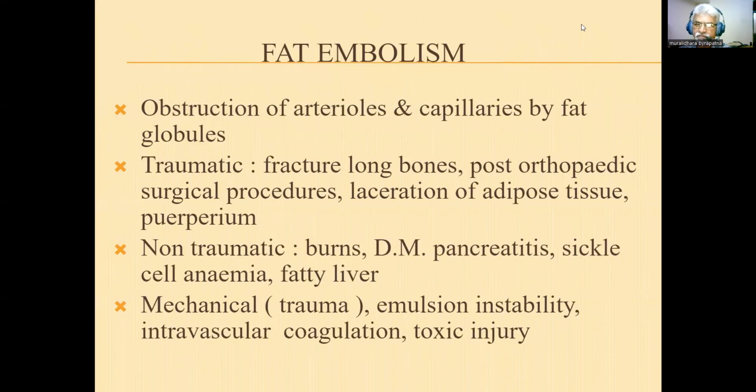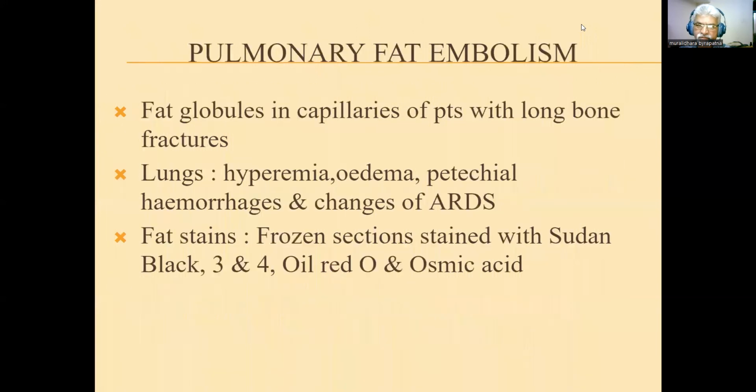Fat embolism. Obstruction of arterioles and capillaries by fat globules. The examples are traumatic. The typical, most common cause is fracture of the long bones or post-orthopedic surgical procedures, laceration of adipose tissue, postpartum. Non-traumatic in case of burns, diabetes mellitus, pancreatitis, sickle cell anemia, fatty liver. So the theories proposed for pathogenesis are mechanical due to trauma causing infarction, emulsion instability, intravascular coagulation, and toxic injury. These are the different theories which have been put forward for the pathogenesis of fat embolism.